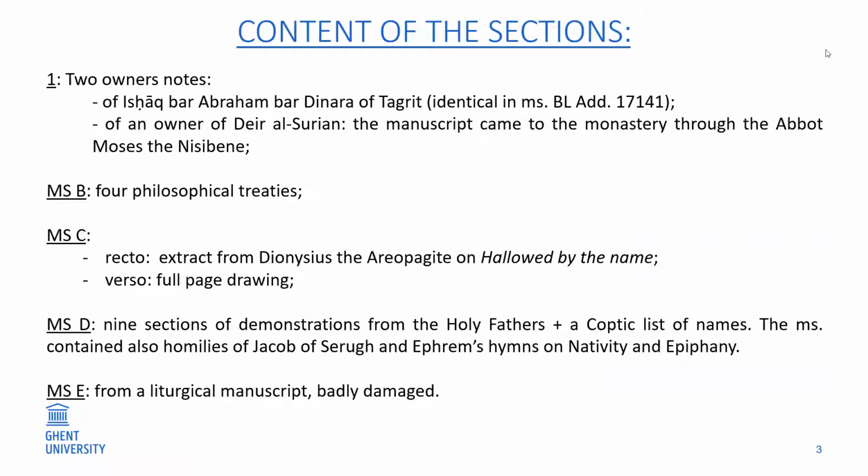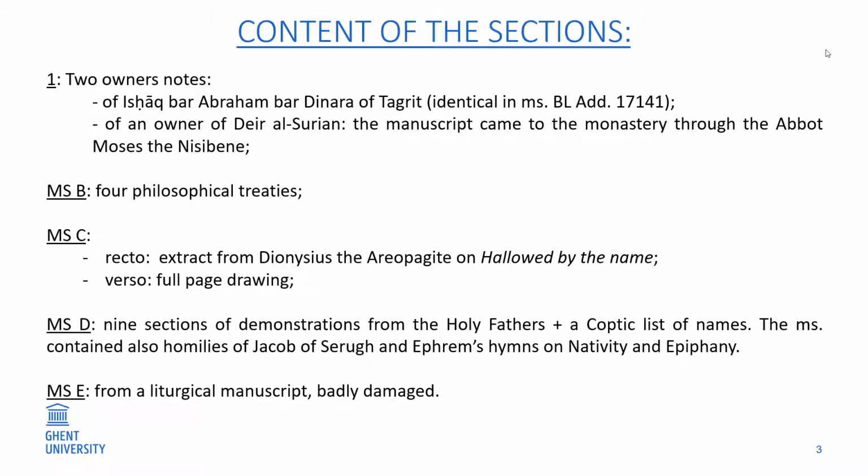The first one is a single folio with 2 owner's notes, belonging to an unidentified manuscript. The first note is identical to one that we can find in another British Library manuscript, 17141. The second one is a note for Deir al-Surian. Then we have manuscript B with 4 philosophical treatises. The first one is acephalous, and the folia had been cut to fit the dimensions of manuscript A.